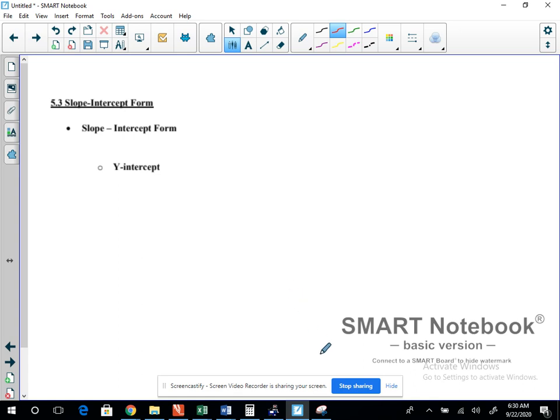Okay, lesson 5.3 on slope-intercept form. First of all, what is slope-intercept form? Slope-intercept form is a form where we solve for y, so the y will be by itself, and it's what we call y equals mx plus b form.